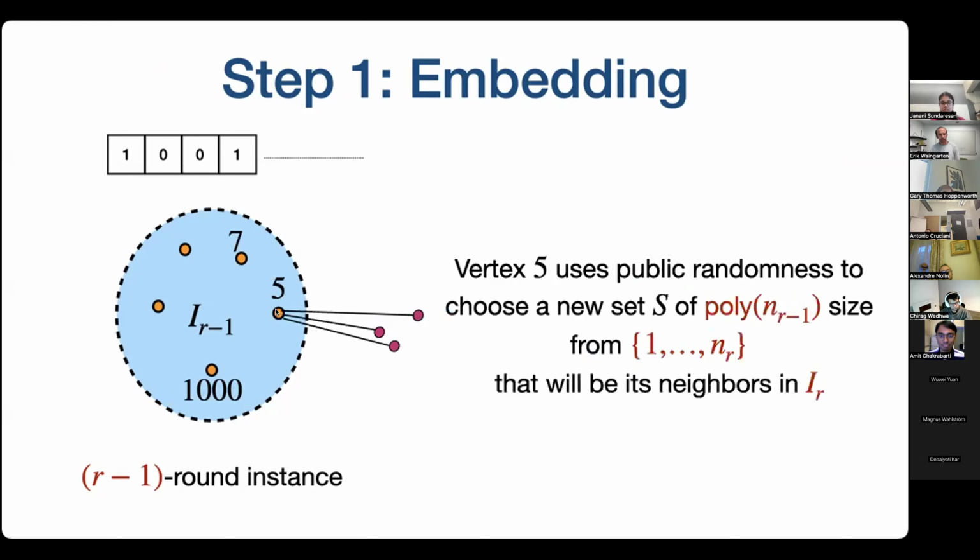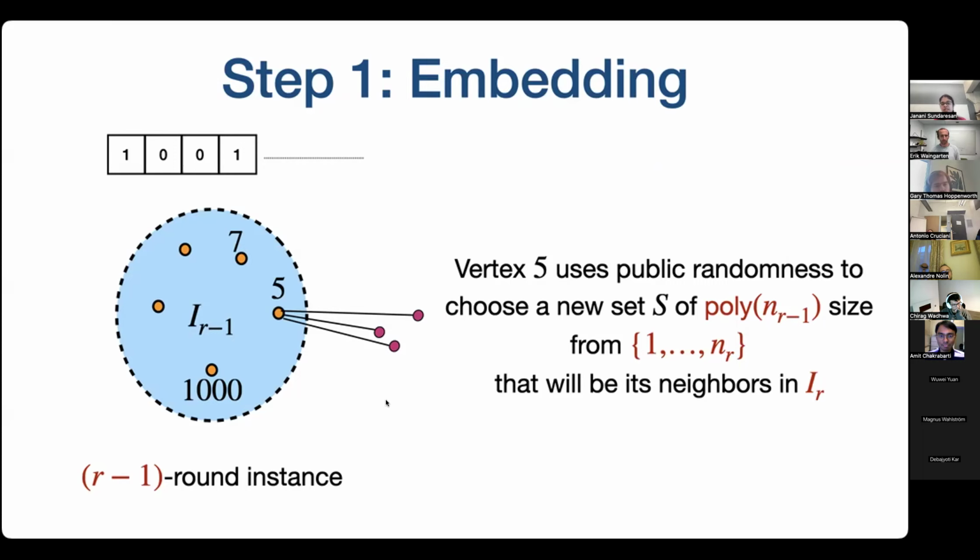So let's just look at this vertex 5. It has to have a lot of neighbors in the R round instance that it doesn't have at this point. So it's going to go to this list of IDs it knows, and pick a new set of appropriate poly(n)^(R-1) size and say these will be my neighbors inside the bigger instance. So the bigger instance doesn't actually exist. We're working with only these n^(R-1) vertices in the blue circle, but vertex 5 is imagining that these are my neighbors. So we want to try and run this protocol.